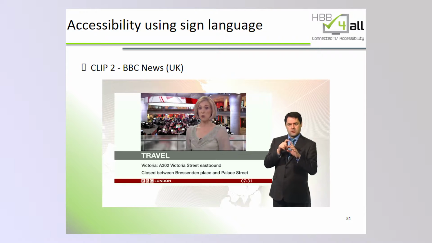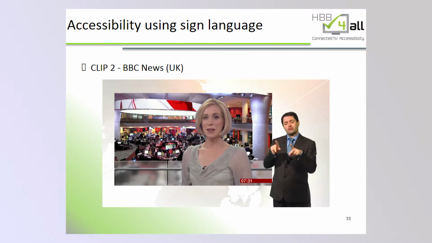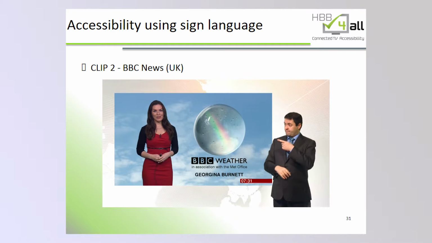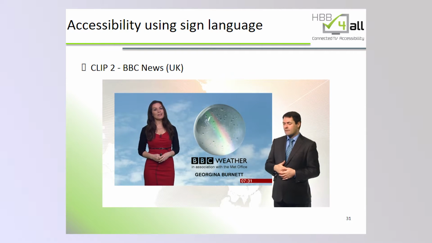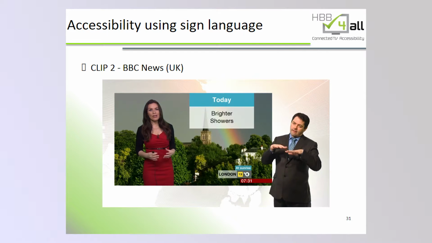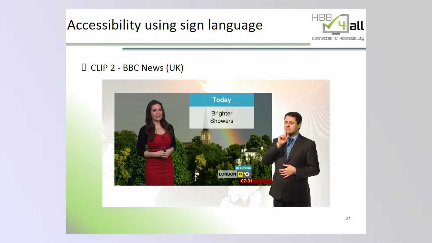In central London, meanwhile, remember we've still got works at Victoria. Victoria Street is closed eastbound between Bressenden Place and Palace Street. Time for a look at the weather now. Here's Georgina Burnett. Good morning. We have a brighter day ahead of us today and some showers too, but certainly not the rain that's been plaguing us over the last couple of days.